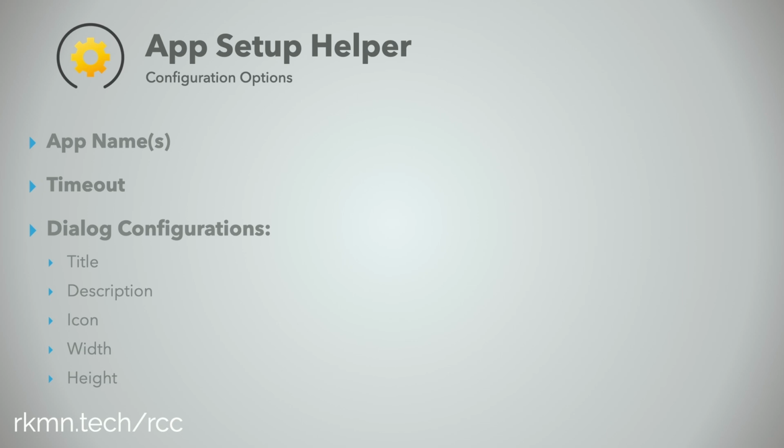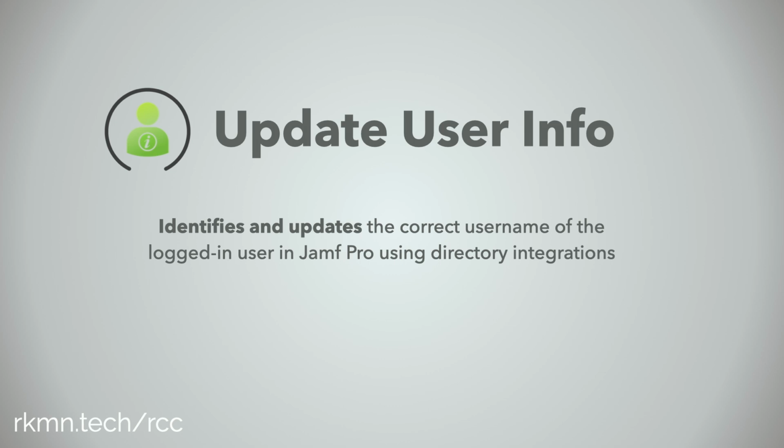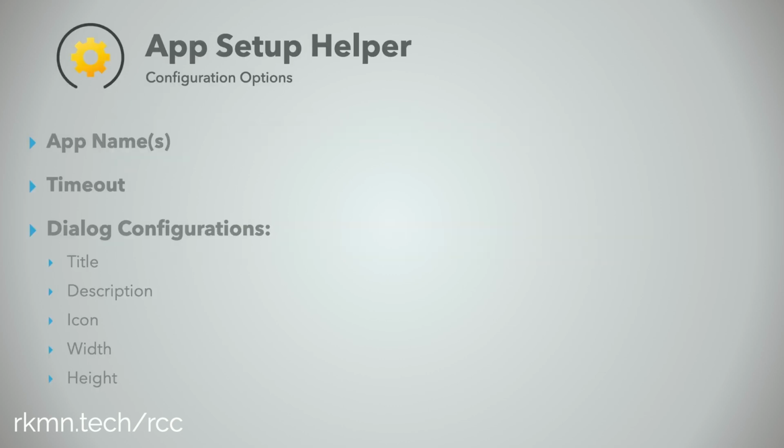Yeah, so App Setup Helper allows you to define which app names you want to have this user receive a dialog box for. Timeout, so that way it's not hanging out all day long, and more dialog configurations: title, description, icon, width and height, et cetera, et cetera. Pretty much anything that we throw a dialog box for the user, we try to give you as much customization as possible. Yeah, I'd like to do more stuff with that tool in the future.